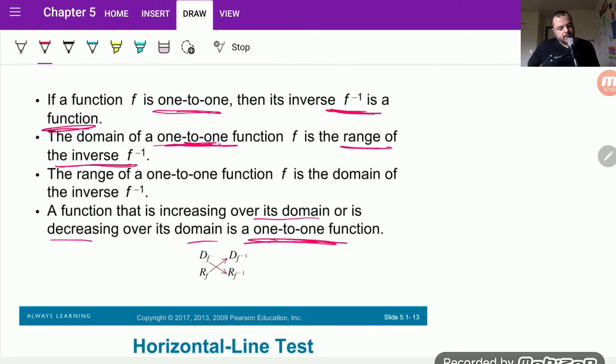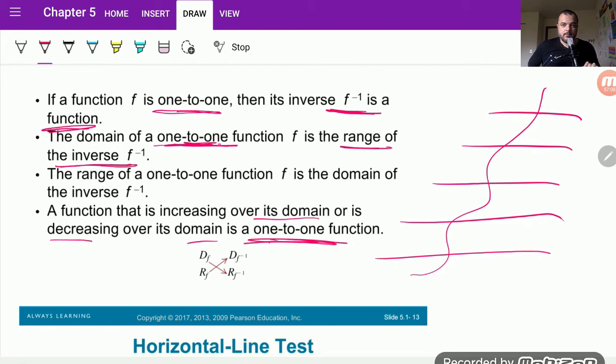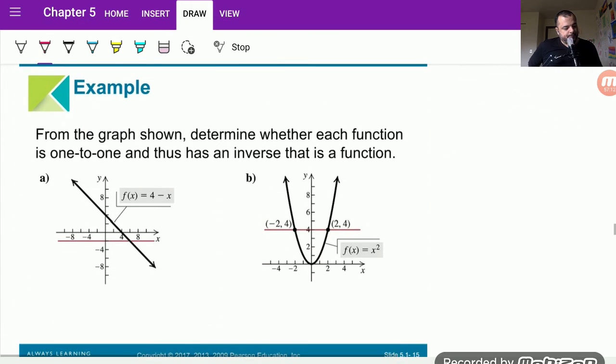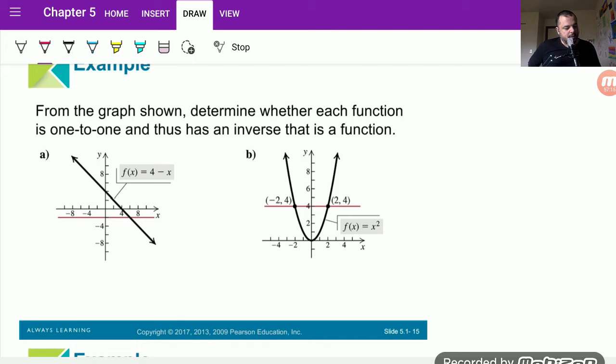So this function, for example, is one-to-one because it passes the horizontal line test. Okay. So from this, who can tell me which one is one-to-one? And if the function is one-to-one, then its inverse is going to be a function, right? So look at the horizontal line here.